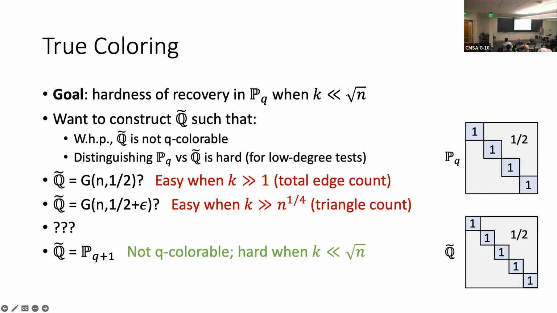But one thing you can do is to take this as your null distribution. It's going to be a planted Q+1 coloring. So I'm just going to plant a bunch of cliques, but if I planted 4 here, I'm going to plant 5 here. So this distribution is not going to be 4 colorable. It is 5 colorable. But this does turn out to be hard to distinguish between, in the low degree sense, between these two exactly under the threshold we were hoping for. And I'll say more about that in a second.